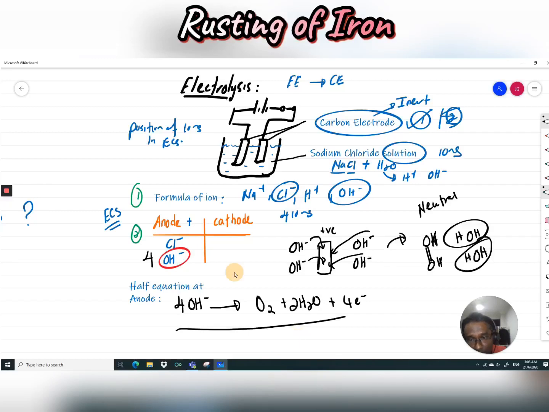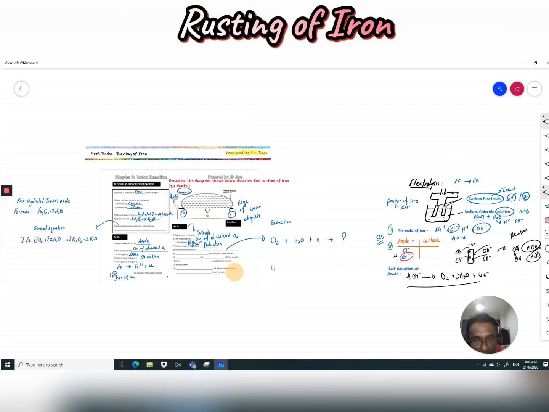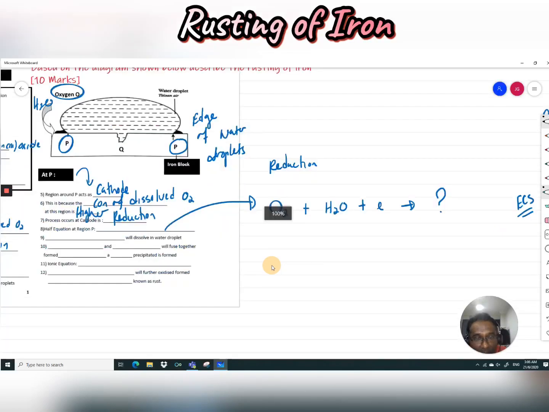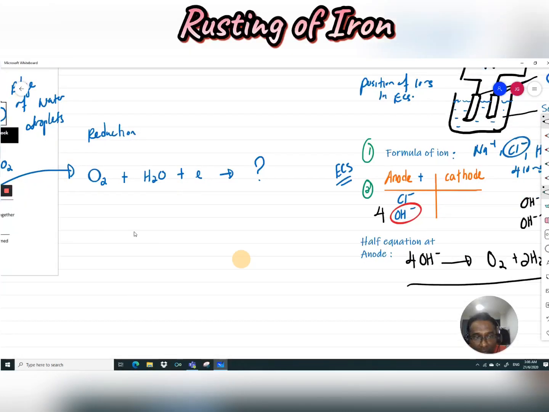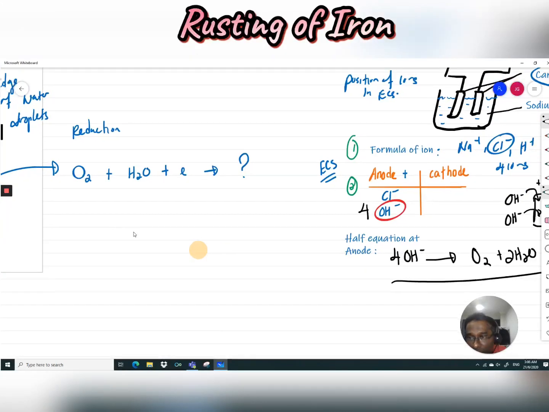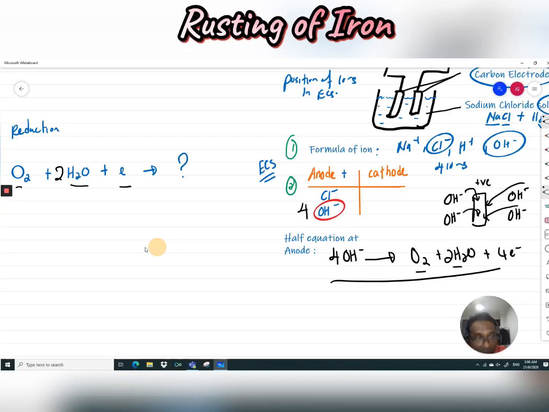Now I move on to the rusting process. We try to check the equation here. So you see here we have oxygen and water molecule gaining electrons. So here oxygen, 2 water molecules. So I put 2 water molecules, and they lost here 4 electrons, here gain electrons.